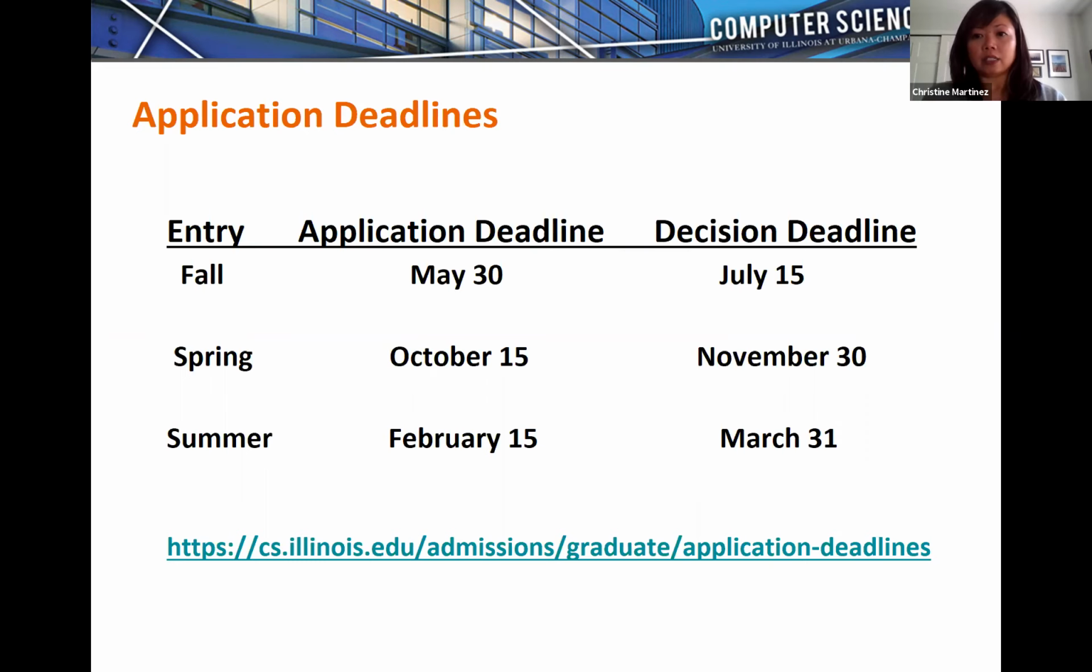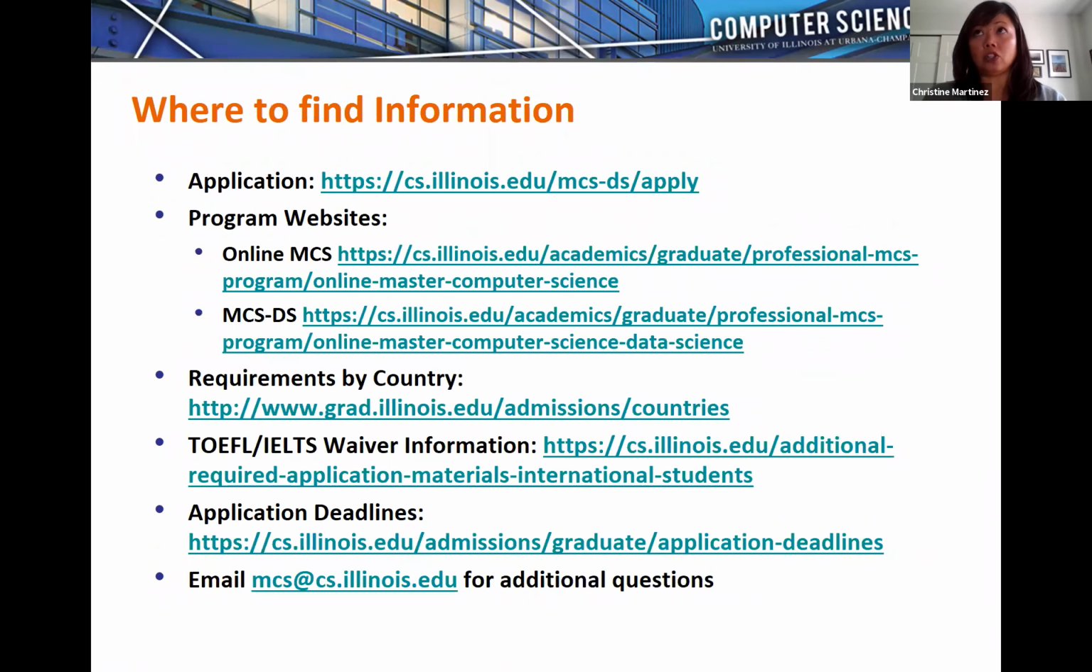And then our final slide is where to find information. So the application link is provided at the top. The program websites for both online MCS and MCS-DS are next. Requirements by country. And then we have the TOEFL and IELTS waiver information and the application deadlines. And then, of course, if you have questions, you can send your questions to mcs@cas.illinois.edu, and we will answer your questions from there.